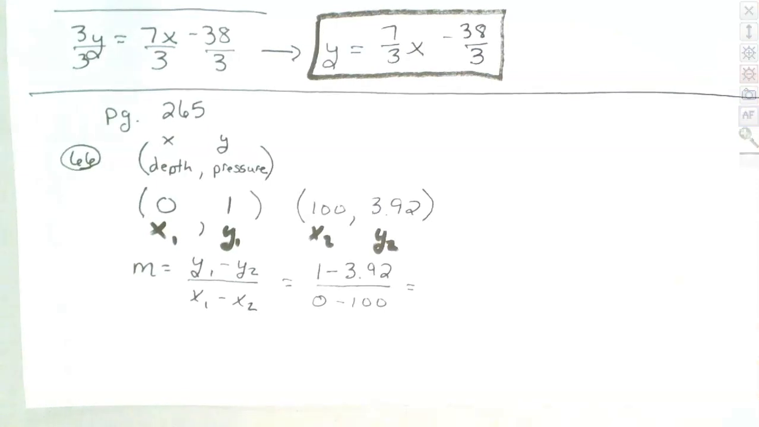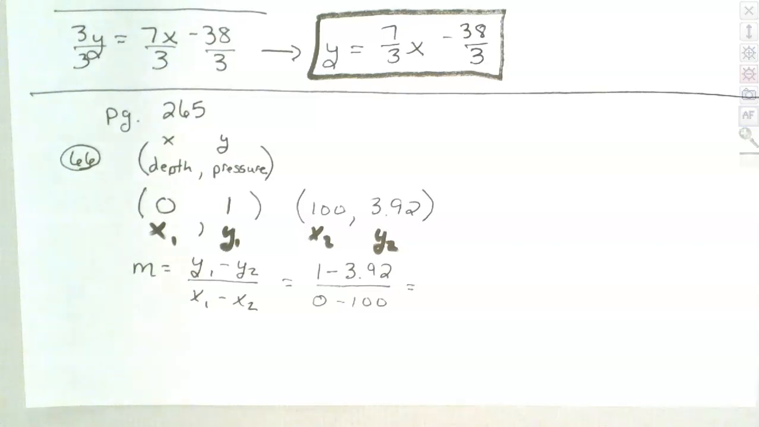And by the way, this slope should be positive. Why? If we just think about it. Well, if we think about the pressure on a diver, as the diver goes deeper down in the water, what's going to happen to his pressure? It's going to go up, right? So our slope in this case should be positive, just from common sense. As you go down, the pressure on the diver goes up.